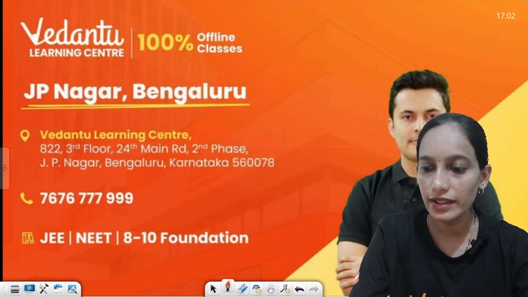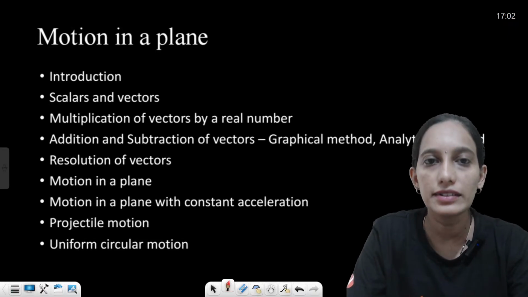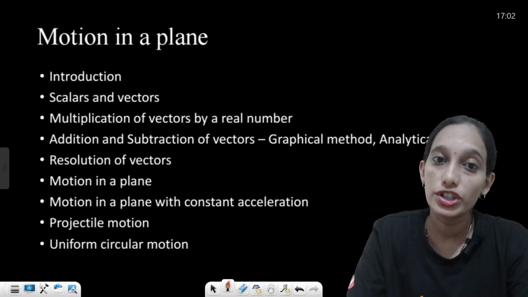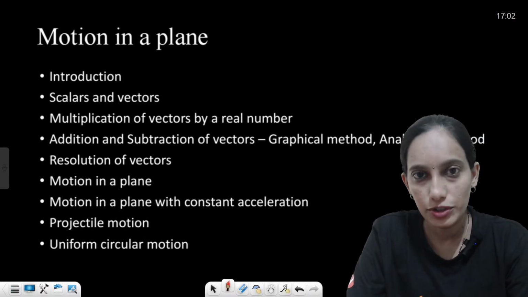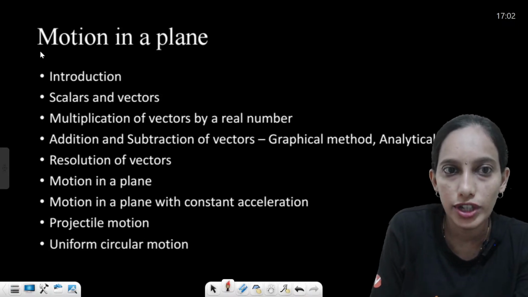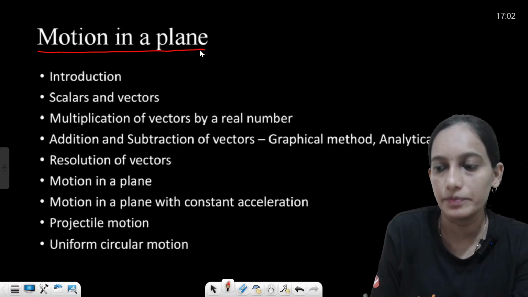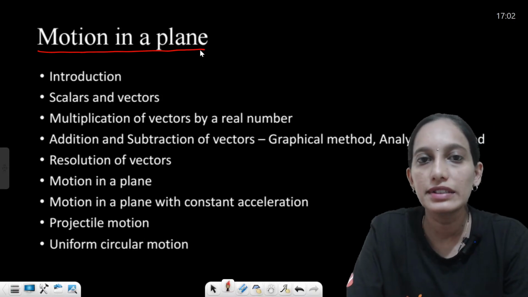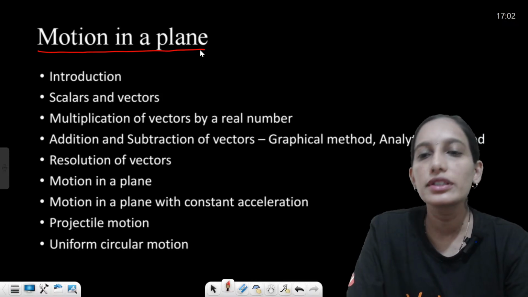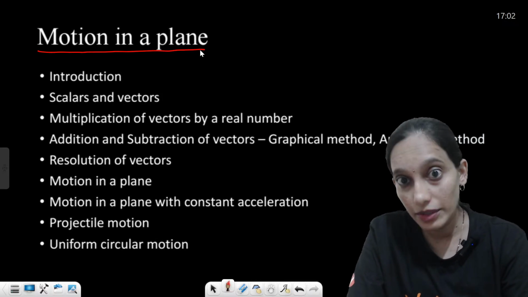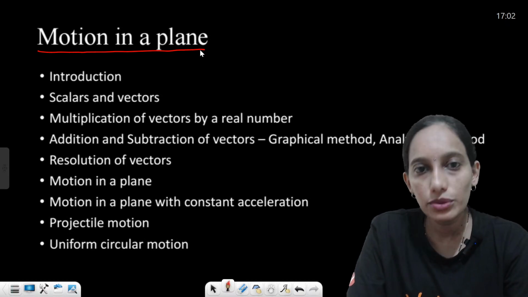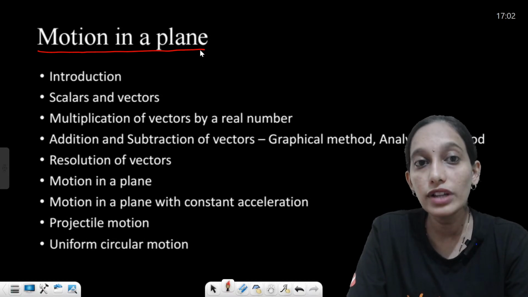So today we will be starting with a new chapter. You're already done with motion in a straight line, units and measurement. So in today's session, we'll be starting the new chapter, that is motion in a plane. In the previous class, what you have learned is about units and measurement: how to express a physical quantity, and what the units for them are. So that you have learned.